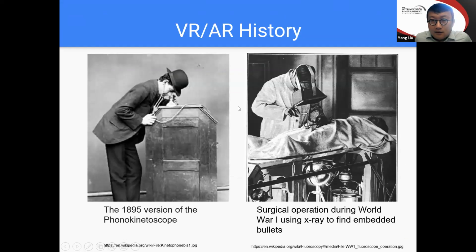Speaking of AR and VR, it's actually not a new concept. Let me briefly walk you back through the history. You can see this is the 1895 version of the phonokinetoscope. This person is essentially trying to watch a movie by looking into the eyepieces. This version of the phonokinetoscope actually predates the emergence of big-screen movies. So it's very interesting. VR and AR was actually the first modality for movie watching before you had big screens.